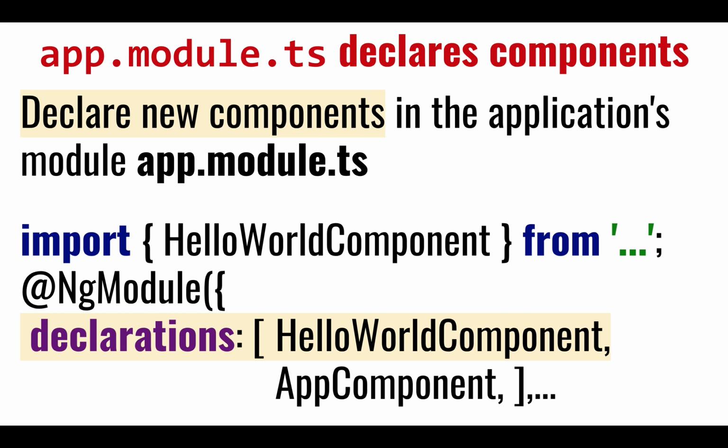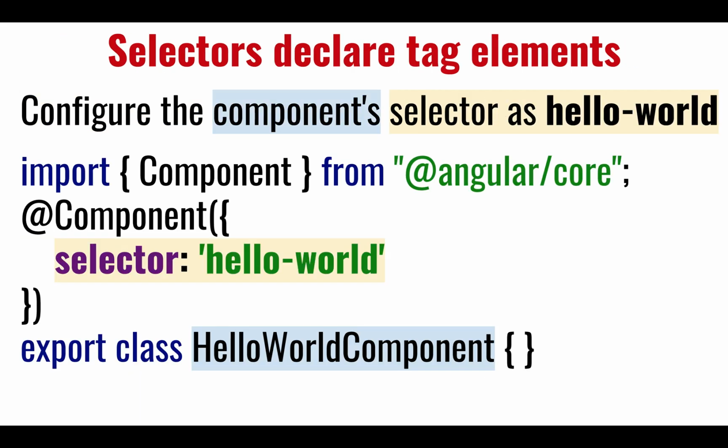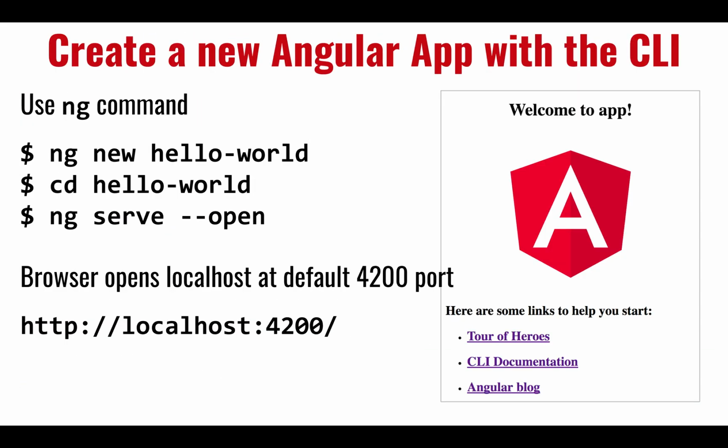So here we imported our brand new HelloWorldComponent and we added it to the declarations. Notice that there was already a component in here. This is the default component, the default entry point to the application, which is called the app component. That's the default component that renders just some text and some images. Right? We can override that.